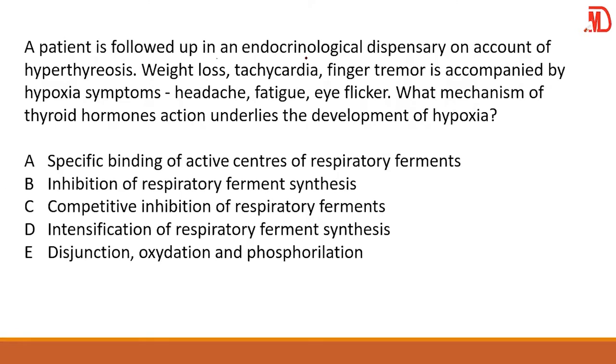We have a patient followed up at an endocrinological dispensary on account of hyperthyreosis. Weight loss is there, tachycardia, finger tremor, accompanied with hypoxemia, symptoms like headache, fatigue, eye flicker. What mechanism of thyroid hormone action underlies the development of hypoxia? So they want to know how does the thyroid hormone lead to the development of hypoxia. First of all, you must know what hypoxia is.